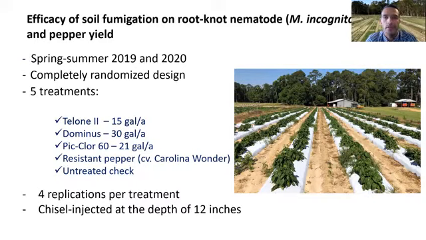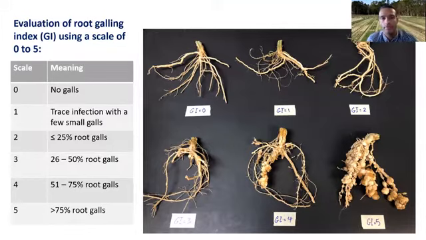We conducted a soil fumigation trial in 2019, and then we repeated it in 2020 for the control of root knot nematode on pepper. In this trial, we had 5 treatments: 3 fumigants, 1 resistant variety of pepper, and an untreated check. Our fumigants were Telone 2, Dominus, and Pic-Clor 60, and the resistant variety of pepper was Carolina Wonder, which is resistant to 3 common species of root knot nematode. All the fumigants were applied at a depth of 12 inches, and we collected data on different factors.